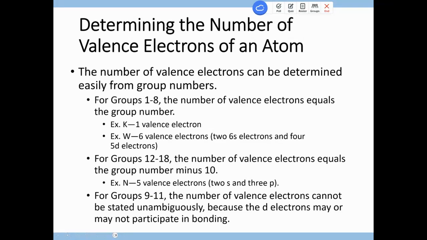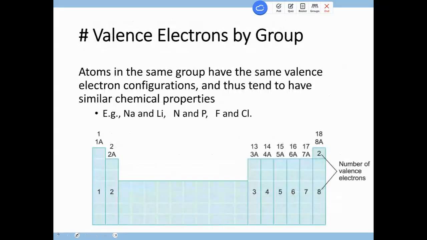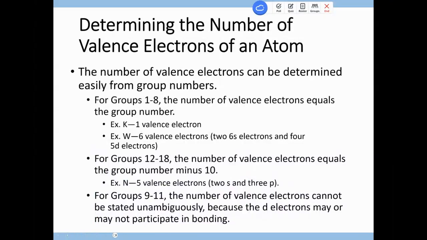So we can determine the number of valence electrons in an atom by the group number. Groups 1 through 8, so if we go back one slide, we have groups 1 and 2, and then all the way to 8 over here, have valence electrons that are the same as their group number. So potassium, group 1, 1 valence electron. Tungsten, W, group 6, 6 valence electrons. It has 2 6s electrons and 4 5d electrons. So adding those together, we have 6.